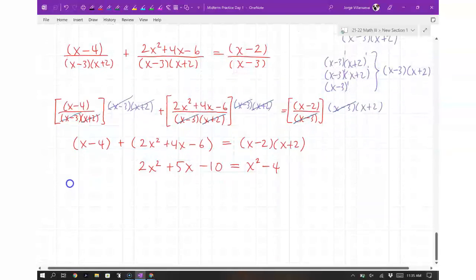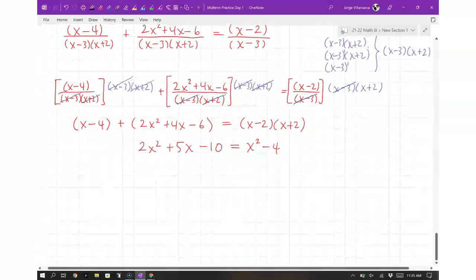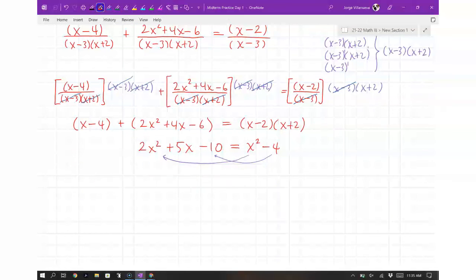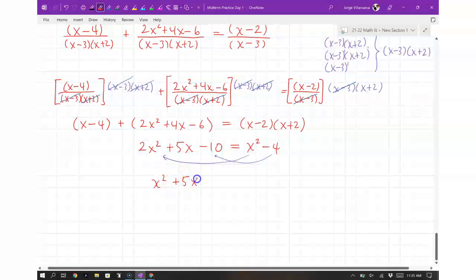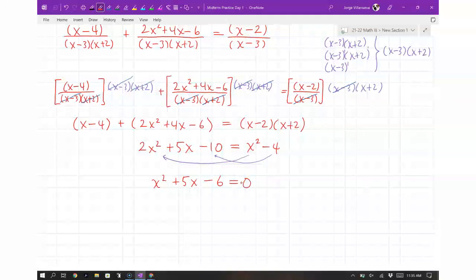All right? Now, combine like terms. Let's move everything over. So 2x squared minus x squared is x squared, plus 5x. And then negative 10 plus 4 is negative 6, equals 0. Do me a favor, guys. Hold off putting stuff away so I don't have to fight the noise. Let me do this next part really quick. I have to solve for x. Guess what I got to do again?